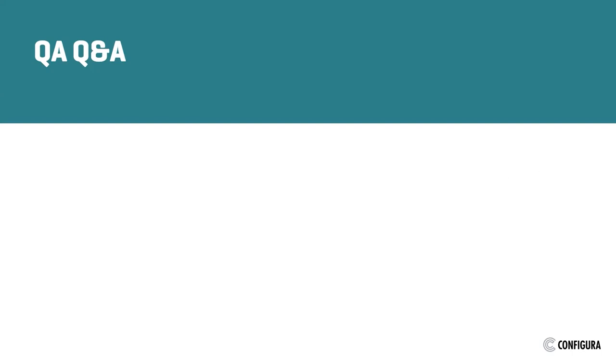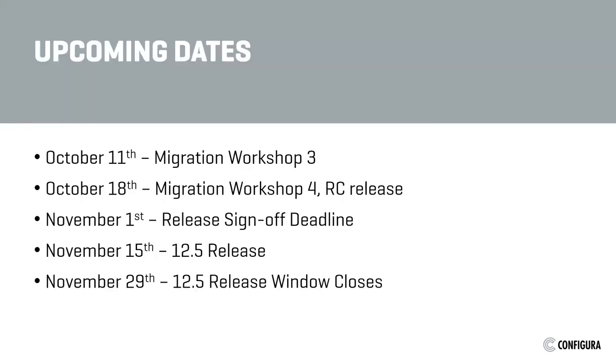All right. So the last slide I have is just about upcoming important dates. The third migration workshop is next week, Monday, on the 11th. The fourth and last workshop will be the week following that on the 18th. November 1st is the release sign off. In case you don't know what that is, that's more for a project owner or product owner to sign off on the fact that an extension has been tested and is working as expected in 12.5.